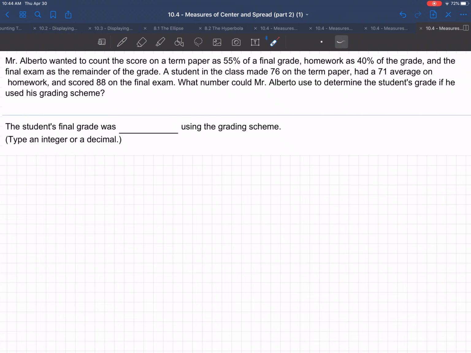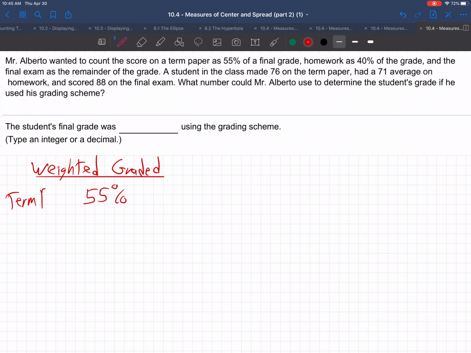Okay, so this is weighted grading, basically, which is how many teachers do their grading. Weighted grading system. So let's calculate how this works. 55% for the term paper. So the term paper is 55% of the grade. The homework is 40% of the grade. And the final exam is the remainder.